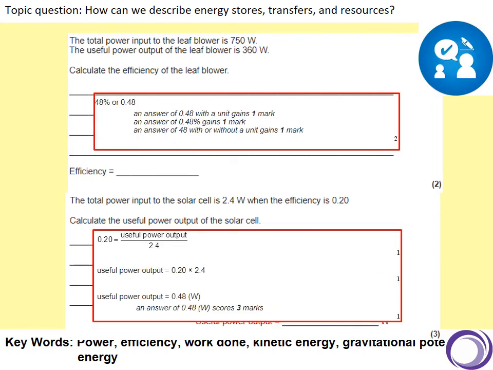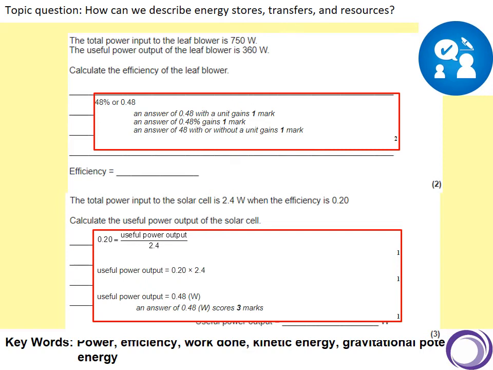So these are the answers that we should have got. For your first question, you got your total power input is 750 watts. Your useful power output is 360 watts. So you should have done your efficiency is your 360 watts divided by your 750, which would get you an answer of 0.48. You then could have multiplied it by 100 to put it as a percentage, which would have been 48%.